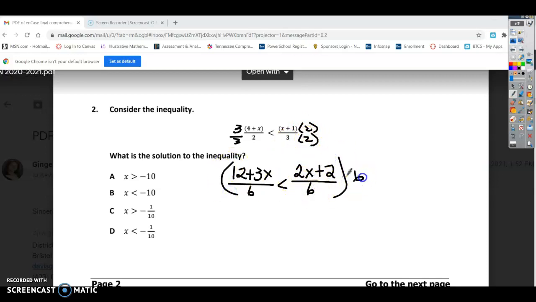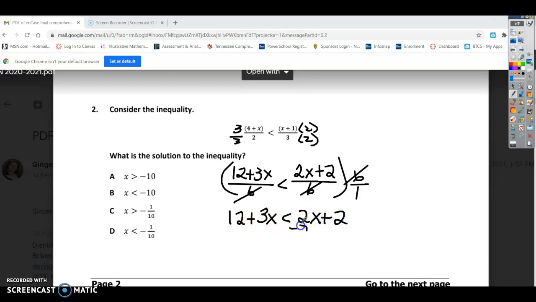Now I can multiply this whole thing by 6. And that cancels my denominator, because 6 over 1 is, the 6 is on top, this is on bottom, anything over itself cancels. And I multiply it by the entire inequality, not just one side of it. So that means I'm going to no longer have a fraction. So I'm going to have 12 plus 3x is less than 2x plus 2.